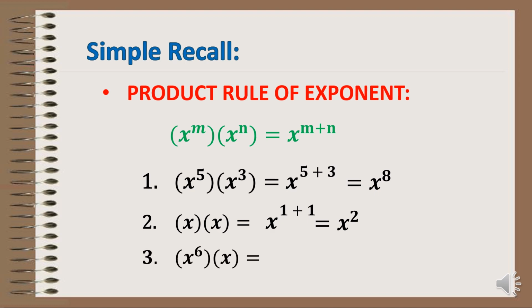Can you try this one? Alright, you have to apply the rule. You have to copy x and then get the sum of their exponents. Very good. The answer is x raised to 7.